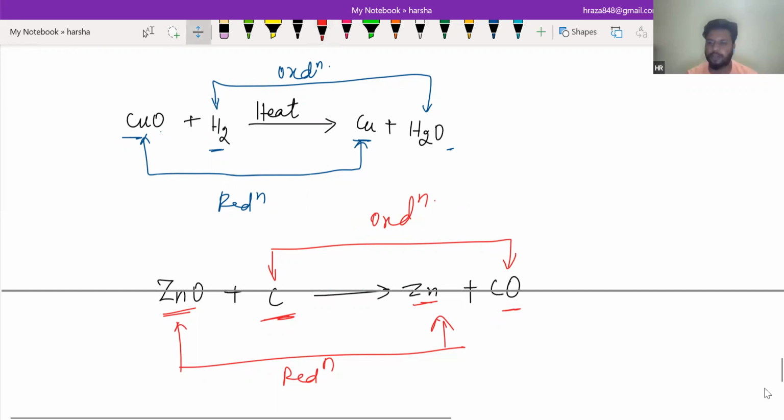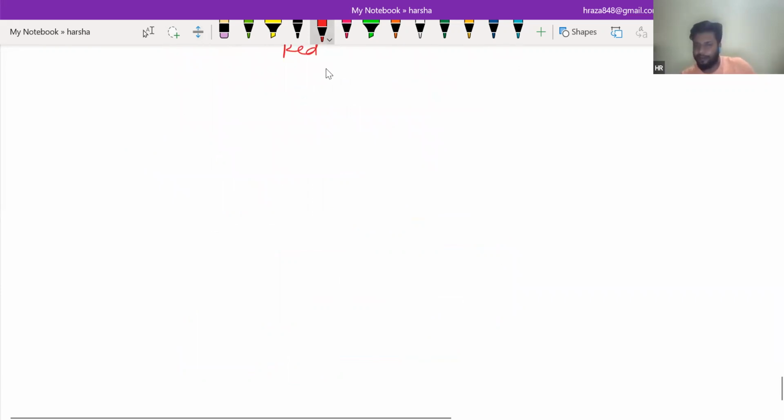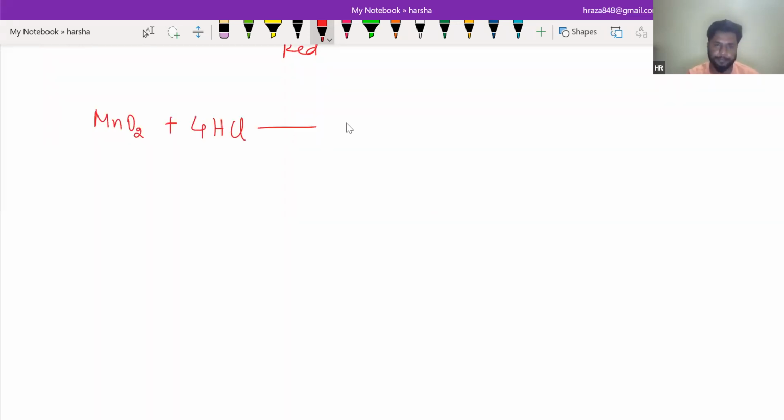Okay, now I'm going to give you one question to do. Which one is getting oxidized, that means oxidation, and which one is reduced? So the question is MnO2 plus 4HCl will give MnCl2 plus 2H2O plus Cl2. Please do this.